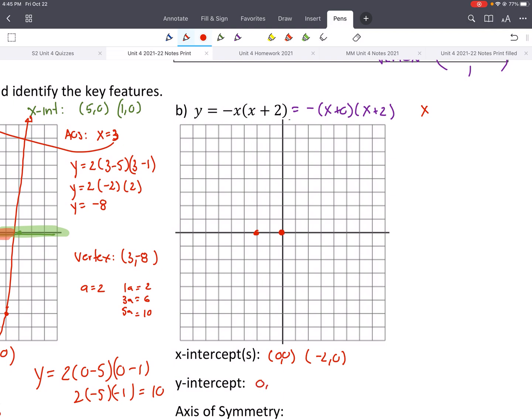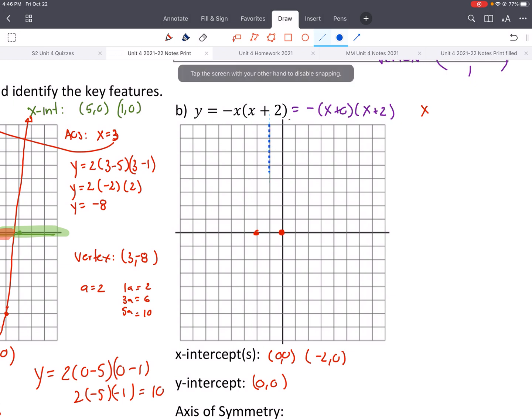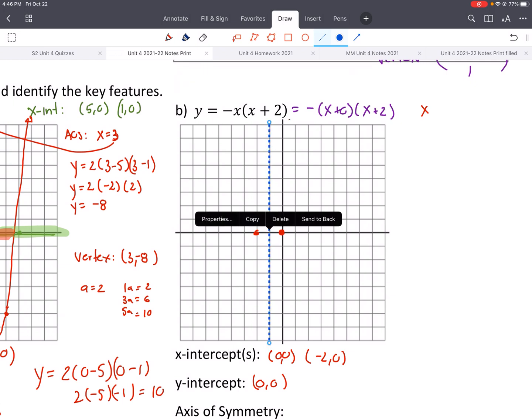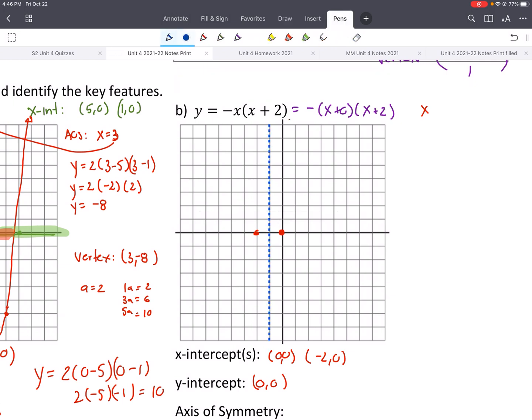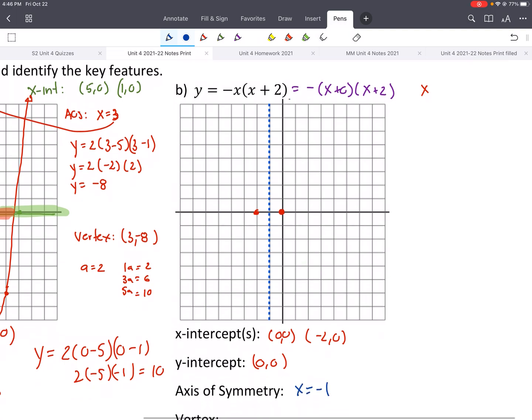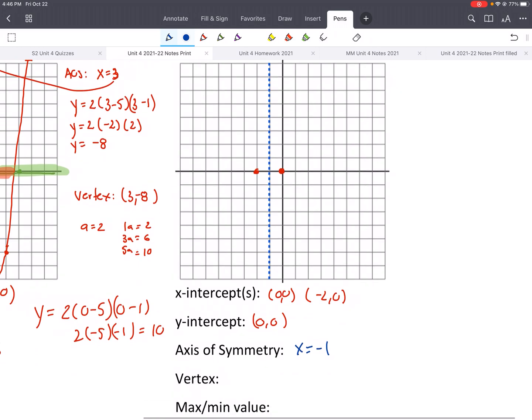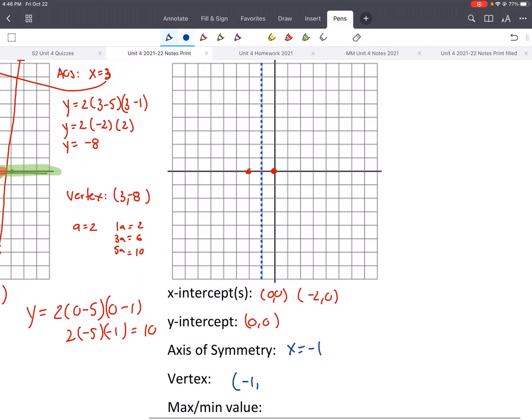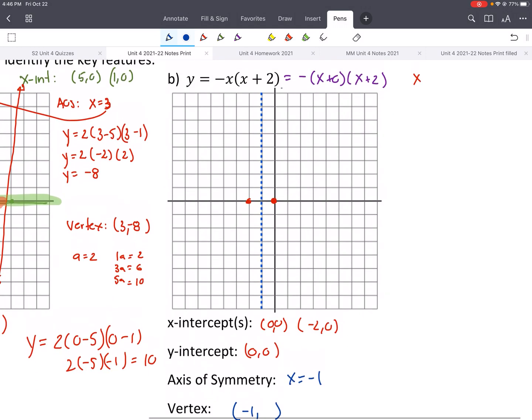Y-intercept, well, we already have that, because that's where the origin is. Okay, but we need to find the axis of symmetry, which is halfway between those points. So that's at x equals negative 1. And then to find the y for the vertex, we already have that the vertex is (-1, something). So we plug that into our equation.